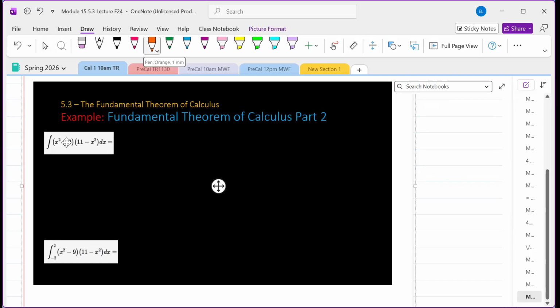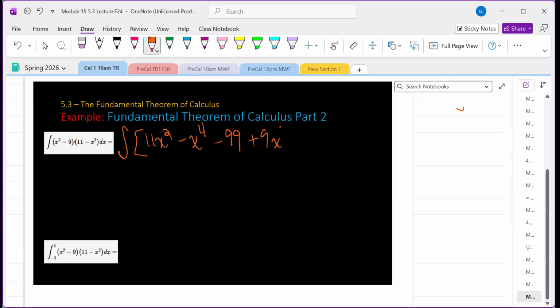So right now, I have a product. And I don't have a rule for an antiderivative of a product yet. So in order to do this antiderivative, I need to multiply those two things together. So we're still going to have our integral, but now we're going to FOIL this out. So I see 11x squared minus x to the fourth minus 99 plus 9x squared.